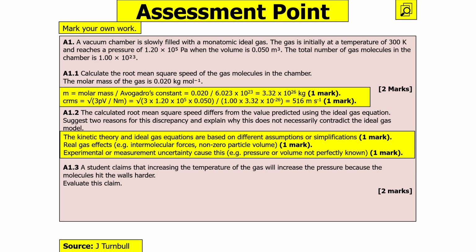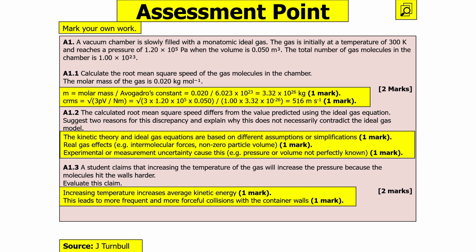In addition, experimental or measurement uncertainty can also cause this. So there's two possible reasons. Now, finally, increasing the temperature increases the average kinetic energy. This leads to more frequent and more forceful collisions with the container walls.